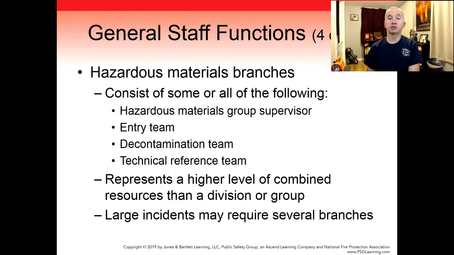Hazardous materials branches consist of some or all of the following positions: hazardous materials group supervisor, entry team assigned to enter the designated hot zone, decontamination team responsible for reducing and preventing the spread of contaminants from persons and equipment, and technical reference team that gathers information and reports to the incident commander and the hazardous materials safety officer. A branch presents a higher level of combined resources than a division or group. Large incidents may require several branches, and the hazardous materials branch director reports to the operations section chief or directly to the incident commander.